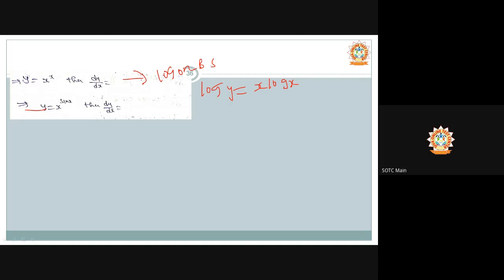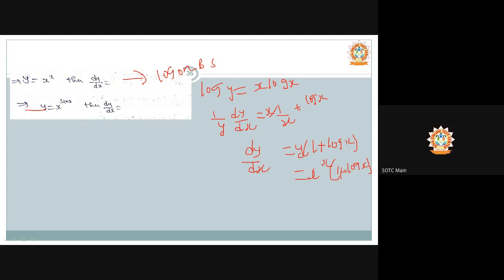The differentiation of log y is what? 1 by y into dy by dx, that is equal to x into 1 by x plus log x, right? So this x will get cancelled, then dy by dx is equal to y into 1 plus log x, right? This is your answer. Or if you want to replace y with x power x, it will be x power x into 1 plus log x.